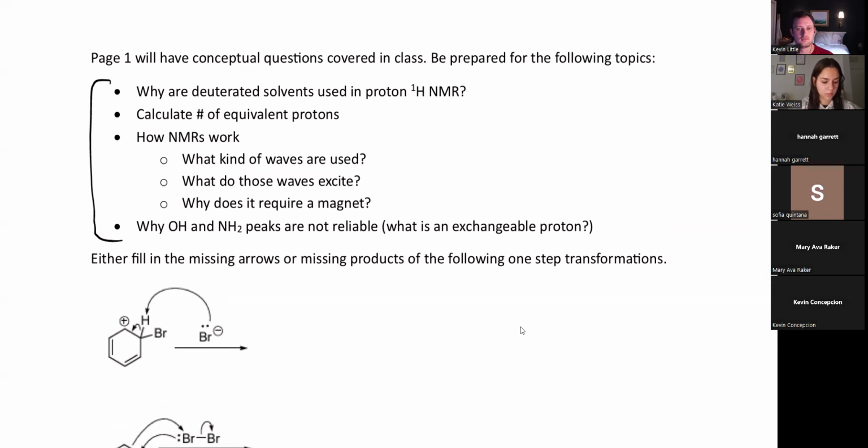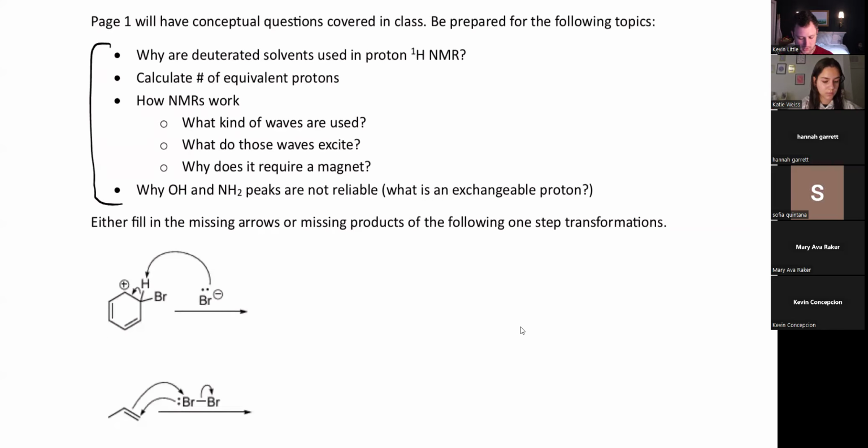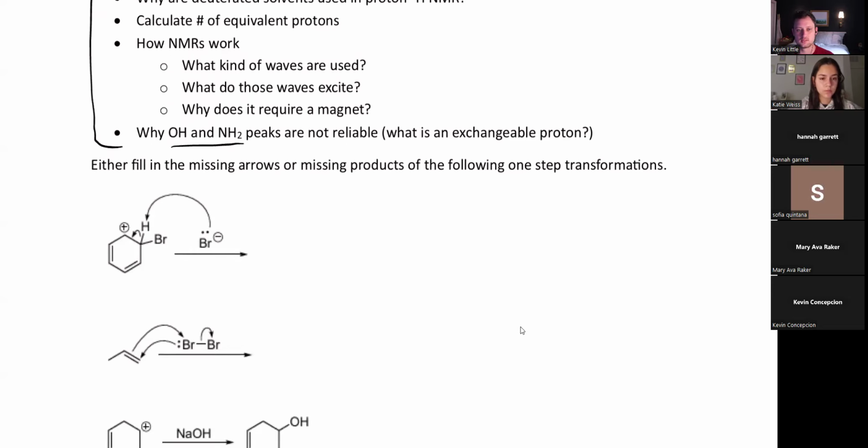Explain what we use NMRs for, how they work in general, what kind of waves are used, why we use a magnet, what we are exciting, what we are looking at. OH and NH2 peaks are exchangeable protons. Why are they exchangeable? Why does that affect how they react with other things?